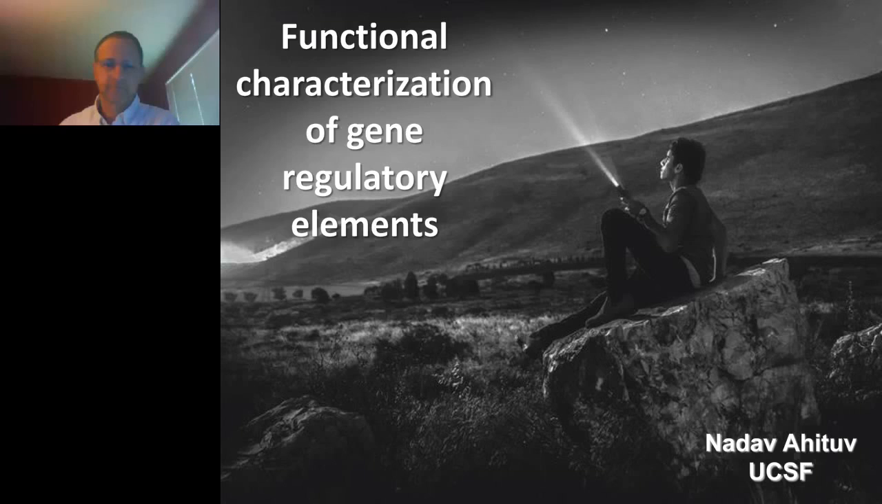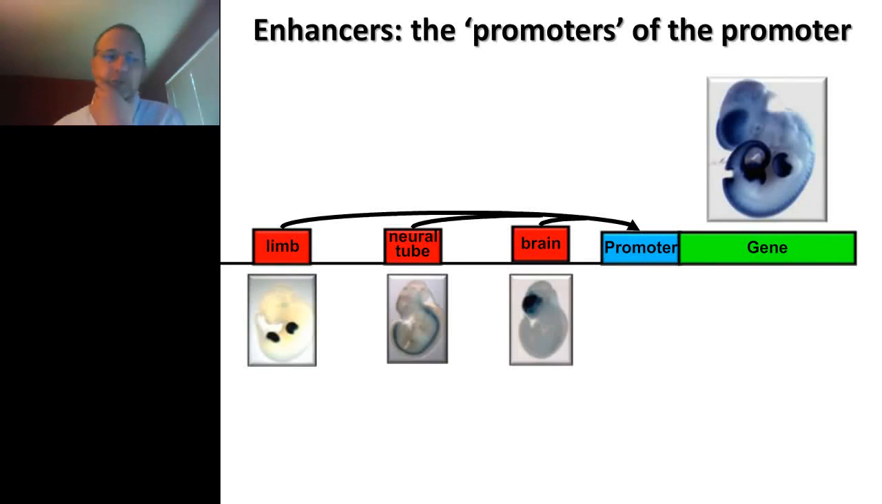Hi, and it's a great pleasure to be speaking here today. My lab is interested in enhancers, which could be simplified as being termed the promoters of the promoter. For example, right here we have a gene that's expressed in the limbs, in the forebrain, and in the neural tube. And what people have seen is if you just inject the promoter and the gene itself, you don't get this complex expression pattern in the limbs, in the neural tube, and in the brain.